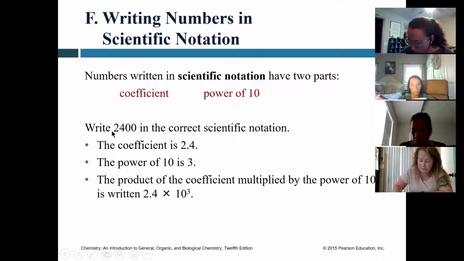Why don't I put it here? Because 0.24 does not fall between 1 and 10, okay? Why don't I put it here? Because 24 does not fall between 1 and 10. So you want to make sure you get it between 1 and 10.